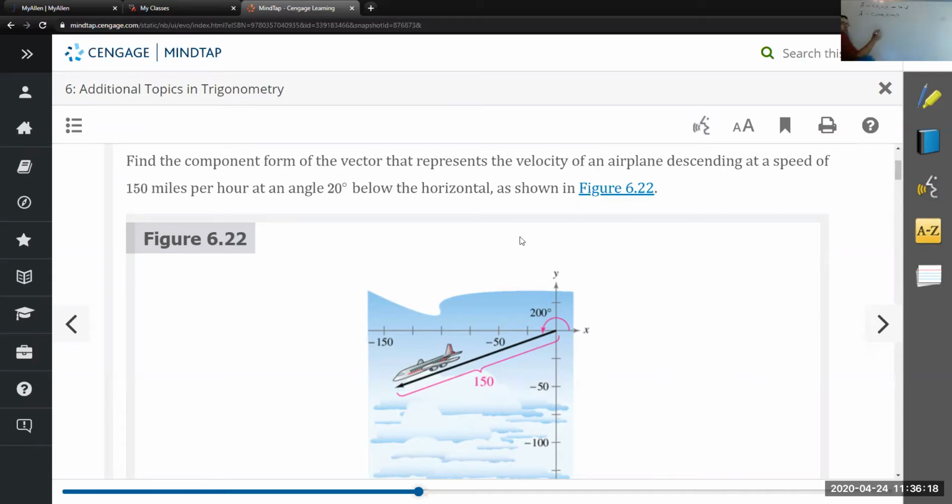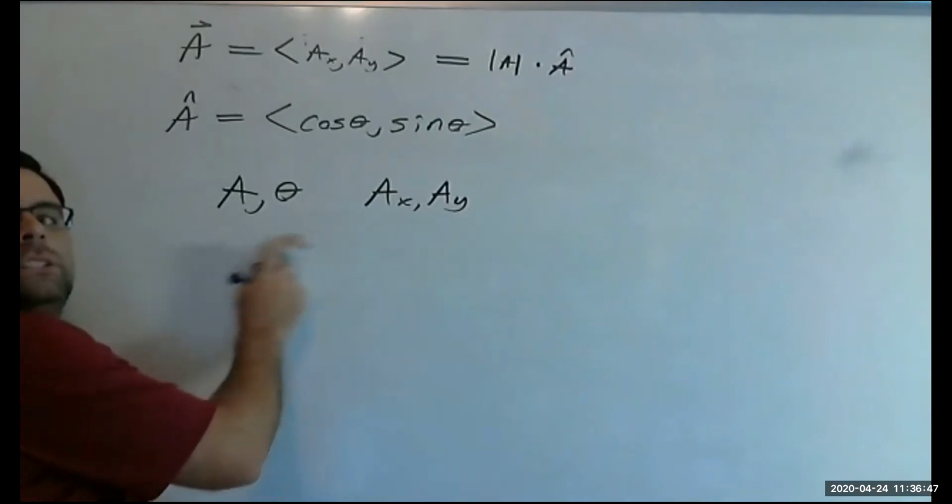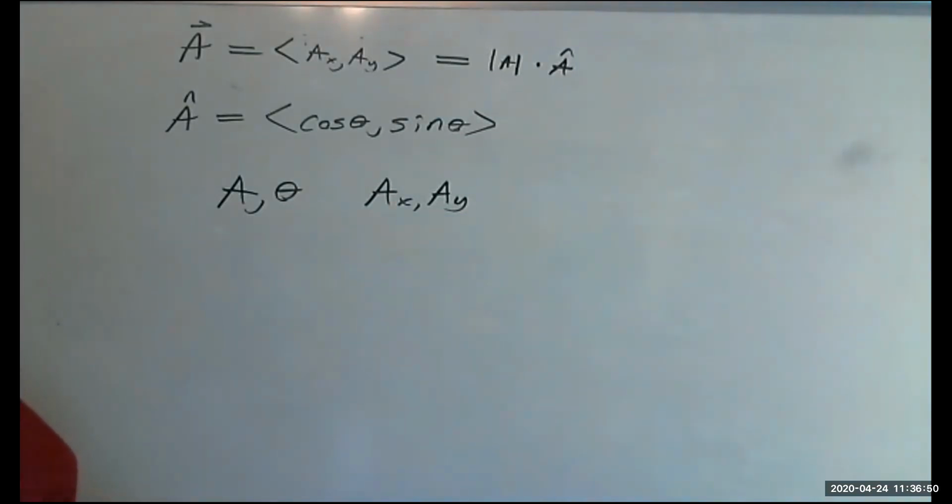So this is one of those examples where we have four different things. We have magnitude of A, angle of A, AX, and AY. I said that of these four things, I should be able to give you any two of them, and you should be able to find the other two. So which two did they give us?